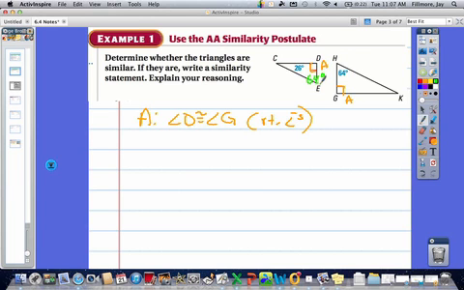That means that angle E is congruent to angle H. That's my second pair of angles. I'll say I use the triangle sum theorem. And so yes, they are similar by AA.